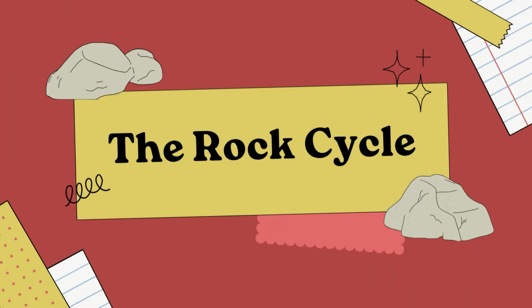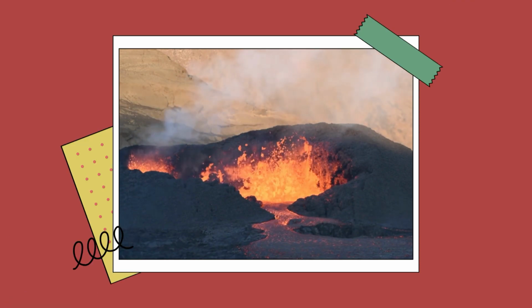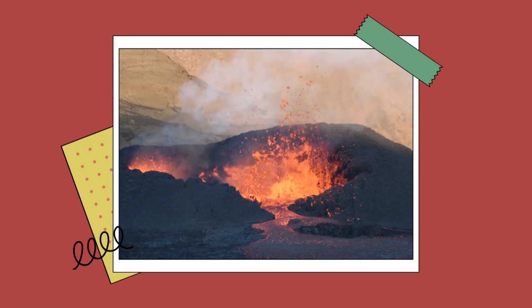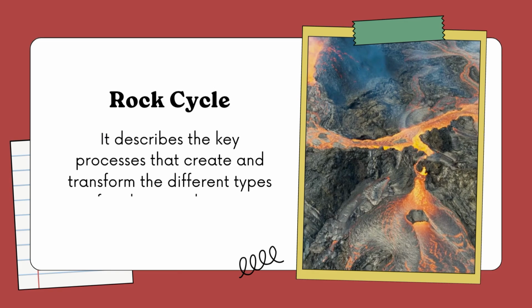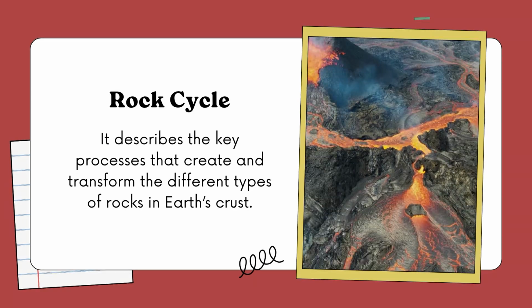Today we'll understand the rock cycle in the next few minutes in the simplest and most fun way possible. Let's start. The rock cycle describes the key processes that create and transform the different types of rocks in Earth's crust. In simple words, it explains how one type of rock changes into another type over a very long time.